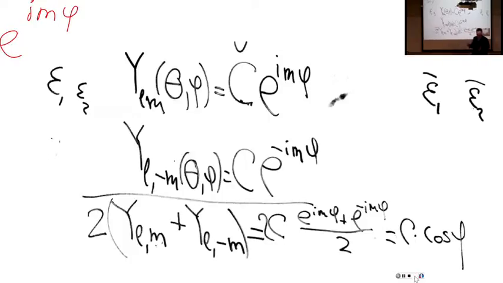So what is done all the time and hidden from the attention of students is that one takes solutions with opposite values of m and then adds or subtracts them. So when we draw p or d orbitals, it is the result of this procedure. When you subtract, you need to divide by the imaginary unit, but the wave functions that one draws are real, right? So there is a procedure to convert two imaginary functions into two real functions.